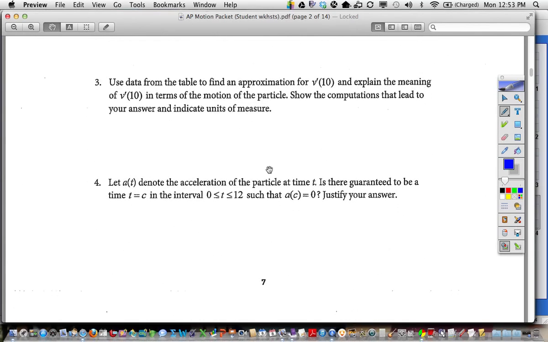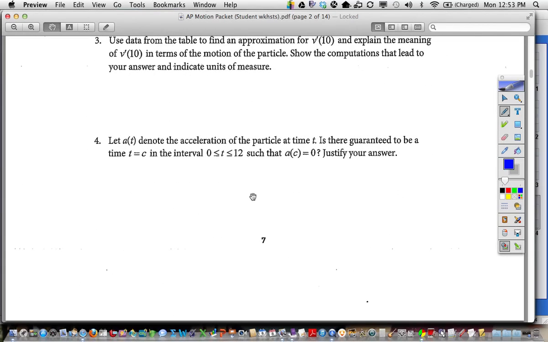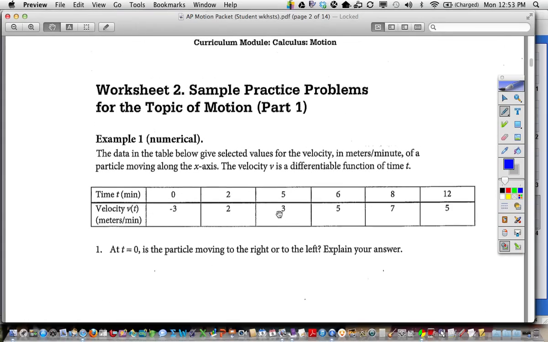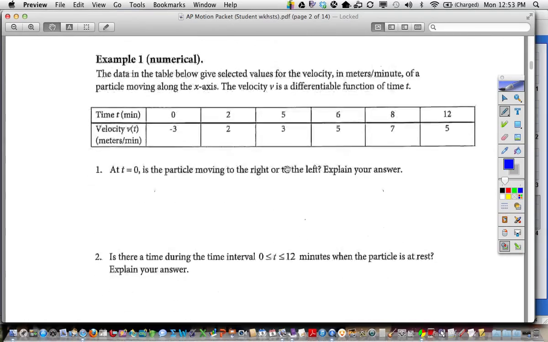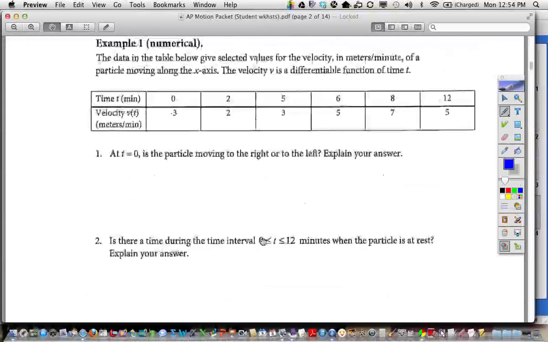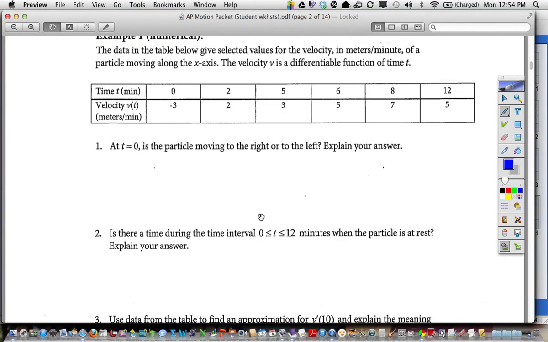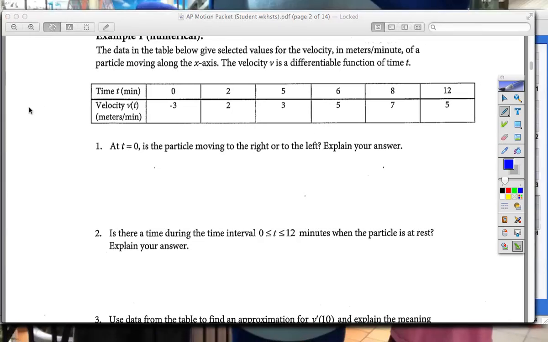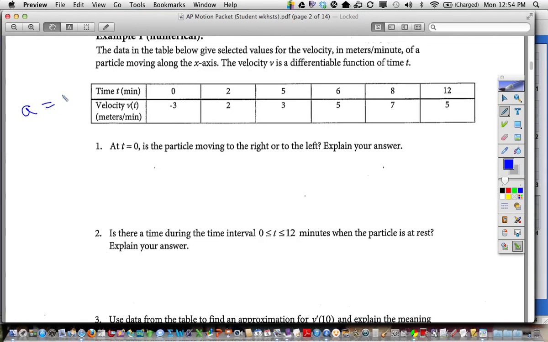Let's see. We never did talk about number 4 on this one, did we? It's on the back side of the first page, worksheet 2, sample problems. Number 4: is there guaranteed a time when the acceleration is 0? Justify your answer. This is a velocity graph. They say, is there a time guaranteed that the acceleration is 0?